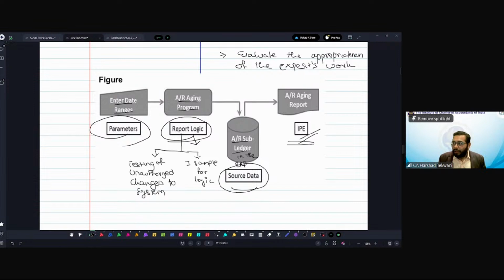In such a way, okay, so that I am getting the completeness and accuracy of the information. So here what I'm doing is I am getting audit evidence about the accuracy of the information. Now when I talk about report logic, I'm talking about the accuracy as of now. Okay, so this gives me comfort on the accuracy.